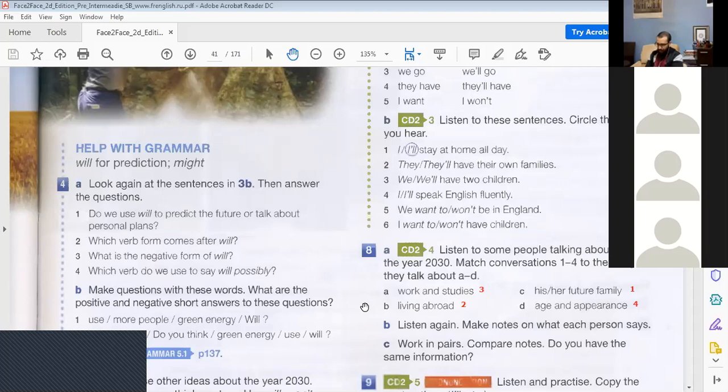2. Well, we won't be in England, that's for sure. In 2030, we'll have a house somewhere hot, like Spain or France. We have 2 children, you see, so we can't move now. But they'll have their own families by then, so we can live wherever we want.